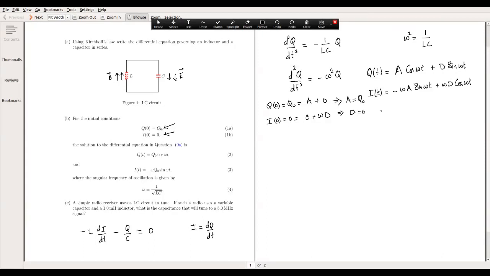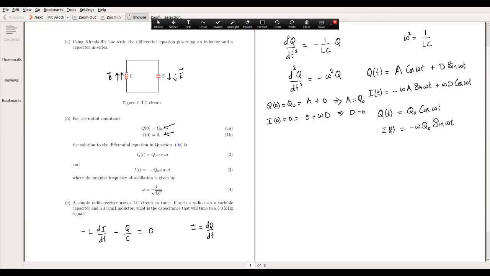So that gives us the charge as a function of time, simply q naught times cosine omega t, since d is equal to 0. And the current as a function of time is minus omega times q naught times sine omega t. That's the solution that we have for the charge and the current. And of course, the angular frequency is given in terms of the inverse of the inductance and the capacitance.